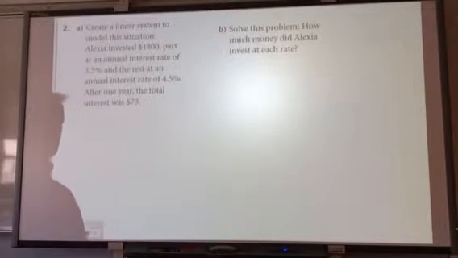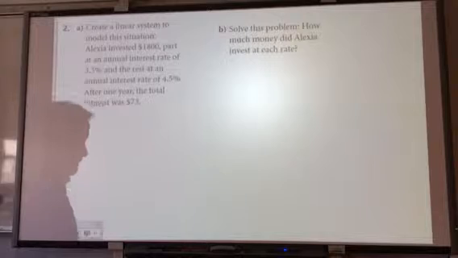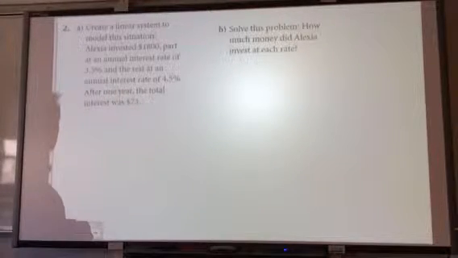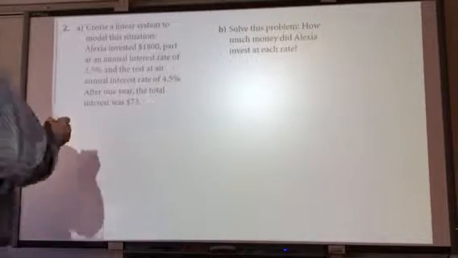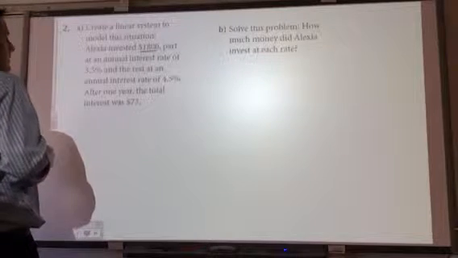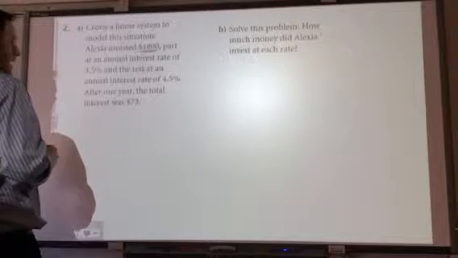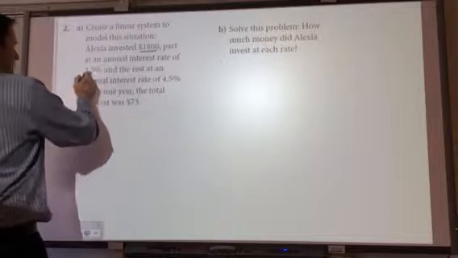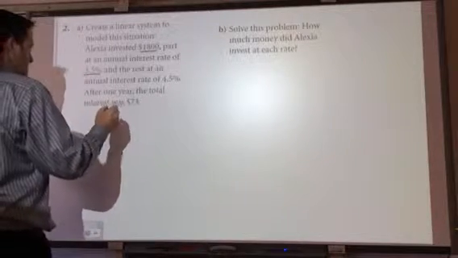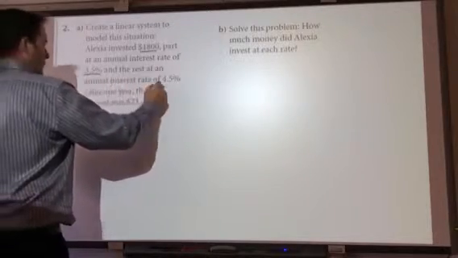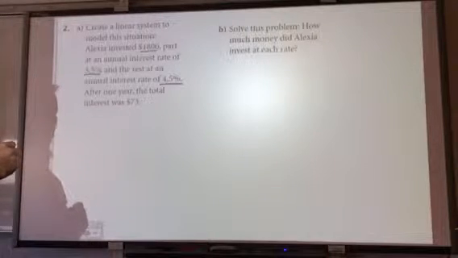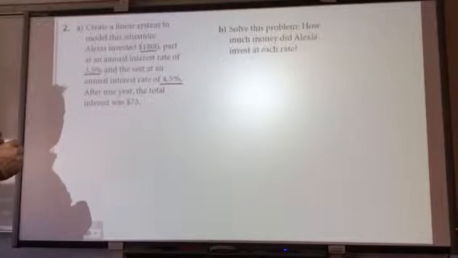Well, of course, the next step is to write our equations. In this case, we're going to have the problem of we create a linear system to model this situation. So, the initial investment of $1,800, part at an annual interest rate of 3.5%, and the rest an annual interest rate of 4.5%. After 1 year, the total interest was $73.